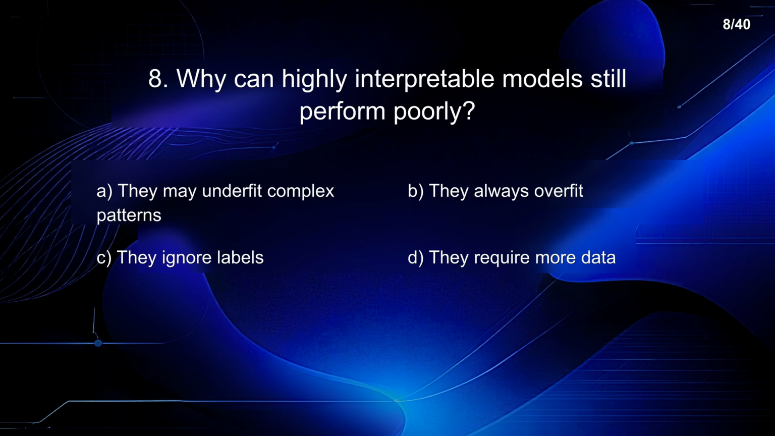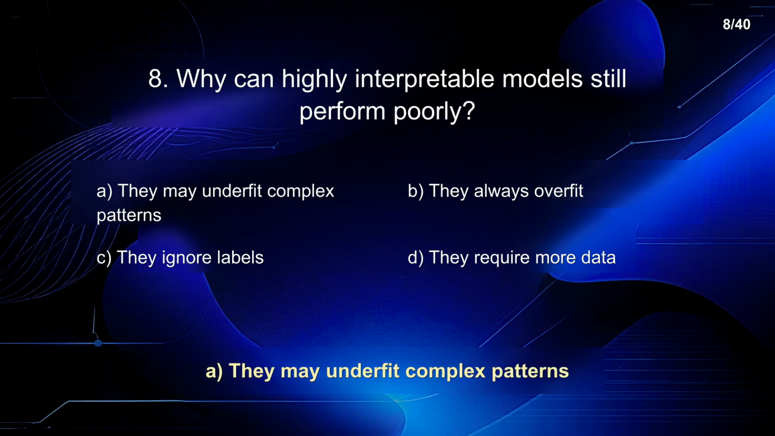Eighth question. Why can highly interpretable models still perform poorly? A. They may underfit complex patterns. B. They always overfit. C. They ignore labels. D. They require more data. Correct answer is A. They may underfit complex patterns.